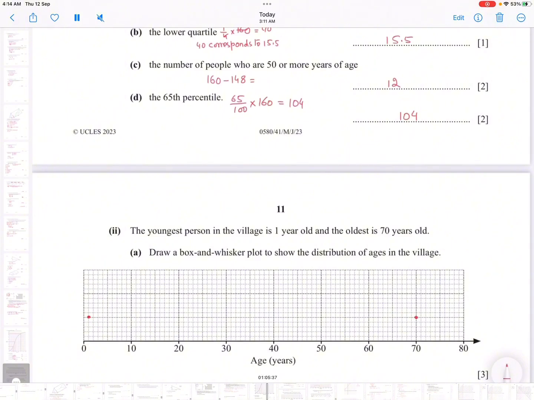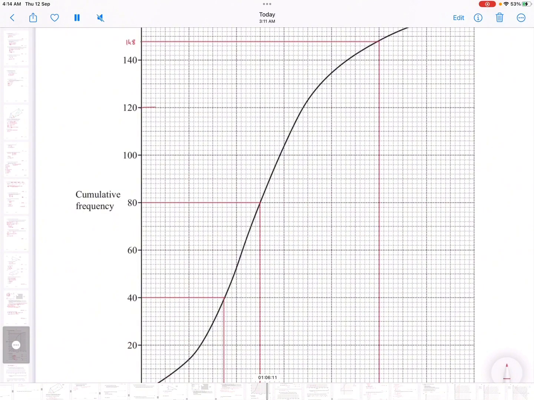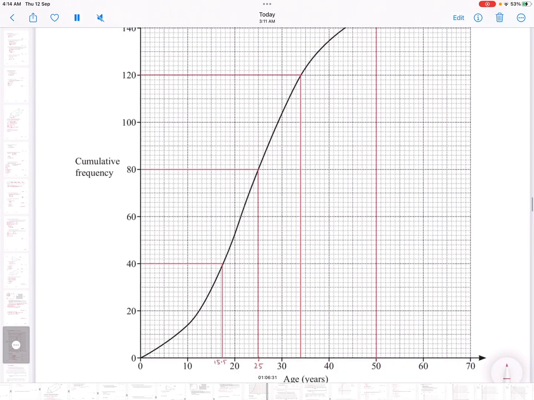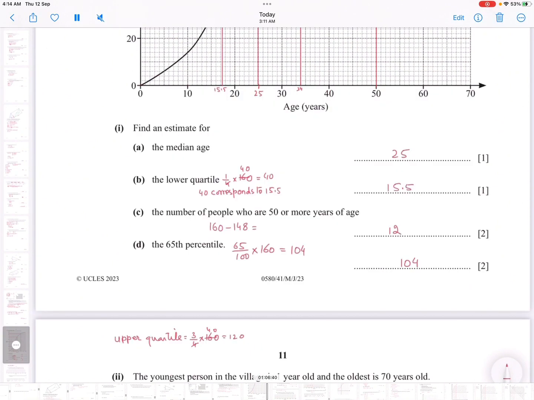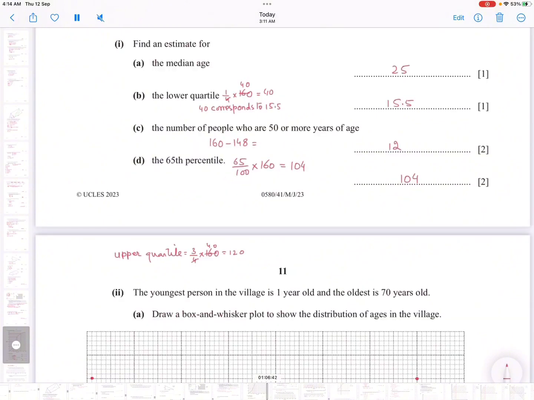Now you have to calculate the upper quartile because you don't have that. It is 3/4 of the total cumulative frequency, that is 120. Go to the graph from 120, move towards the curve, come down and read this value, and this value is 34. So you have the upper quartile, that is 34.